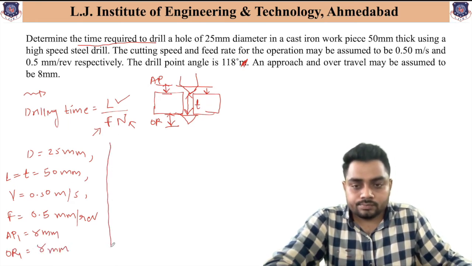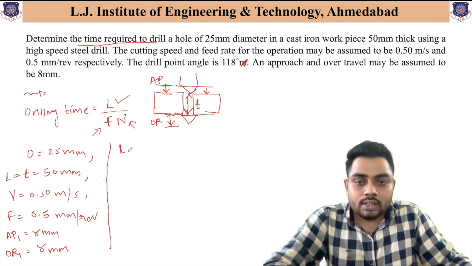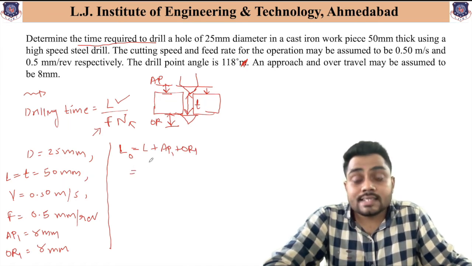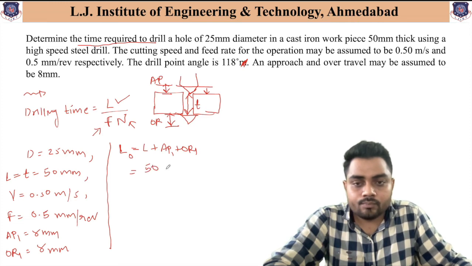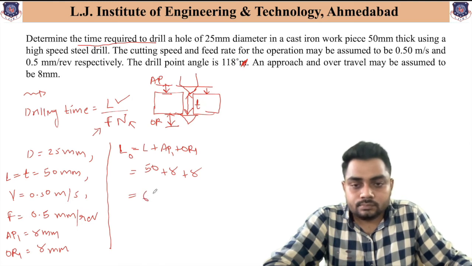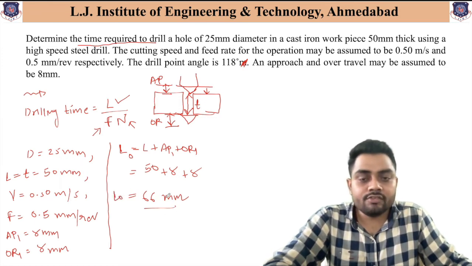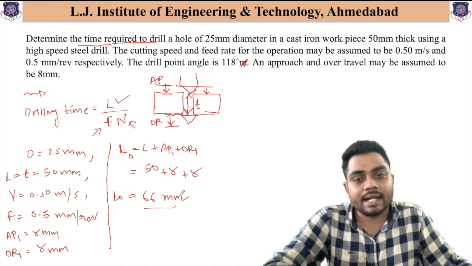So from here we can see the overall distance traveled by the drill tool, let us indicate as LO. So overall distance traveled is L plus approach 1 plus over travel 1. So overall distance traveled is what? That is 50 plus 8 plus 8. That means 66 mm. That is the distance traveled by the tool during machining operation. So that we have obtained by using this basic criteria.